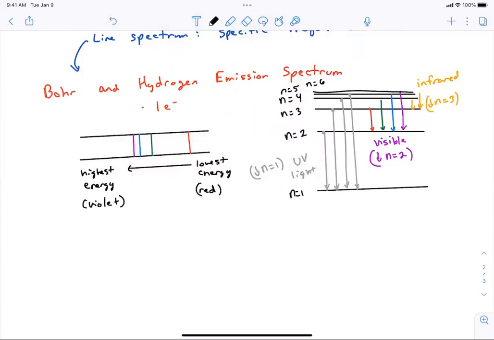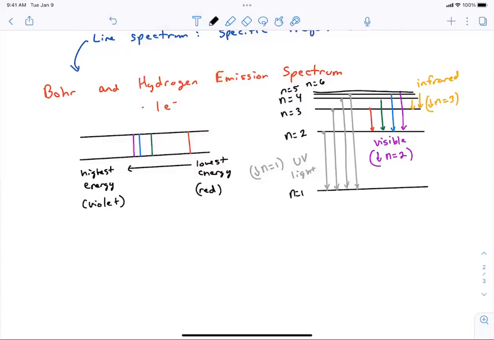And I want to say this, every jump down to 1 is bigger than any jump down to 2. That's why even n equals 2 going to n equals 1 is UV light, and n equals 6 to n equals 2 is still visible. So like that difference between energy levels is significant at the lower ends, and it gets smaller and smaller as you go to the top.